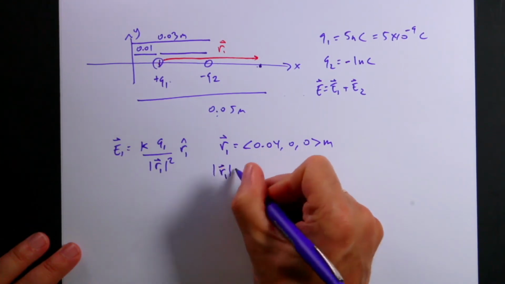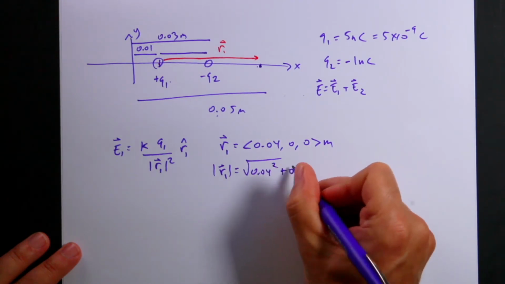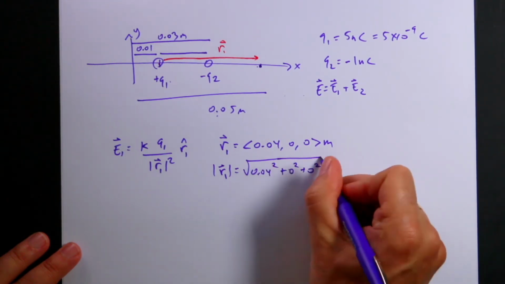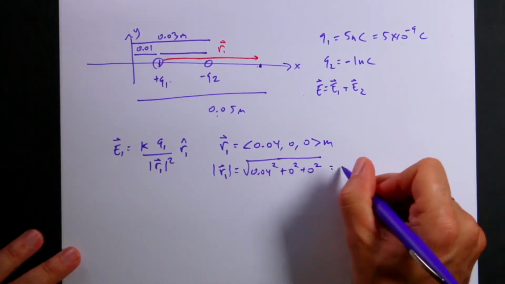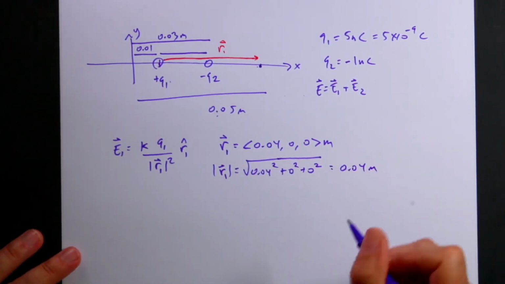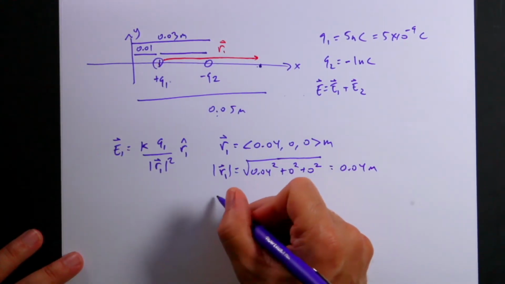The magnitude of R1 is going to be the square root of 0.04 squared plus 0 squared plus 0 squared. So I take the components, I square them, I add them together, and I take the square root. And so I get 0.04 meters. Now I can find R1 hat.